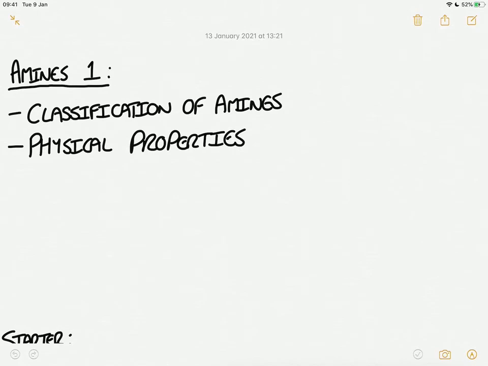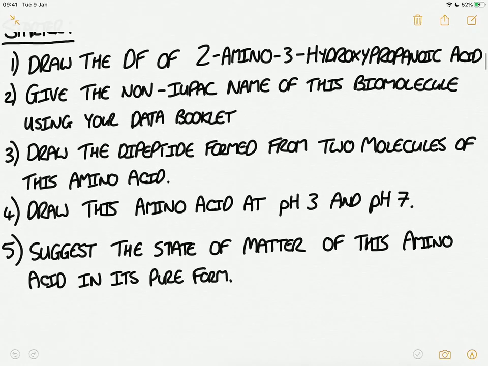So first lesson is all about just sort of general structure, bit of nomenclature, classification of amines, and a good chunk of physical properties, mainly boiling points and intermolecular forces. So let's make a start.